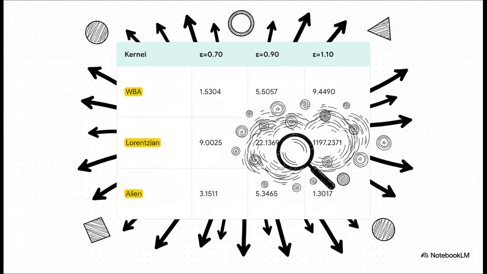Let's actually look at the data. Here's just a little sample of the certified gaps. You can see they're all clearly positive, but just look at the numbers for that Lorentzian kernel. At an epsilon of 1.10, the gap is almost 1200. That is just screaming stability. It points to an incredible level of predictability in that particular system.